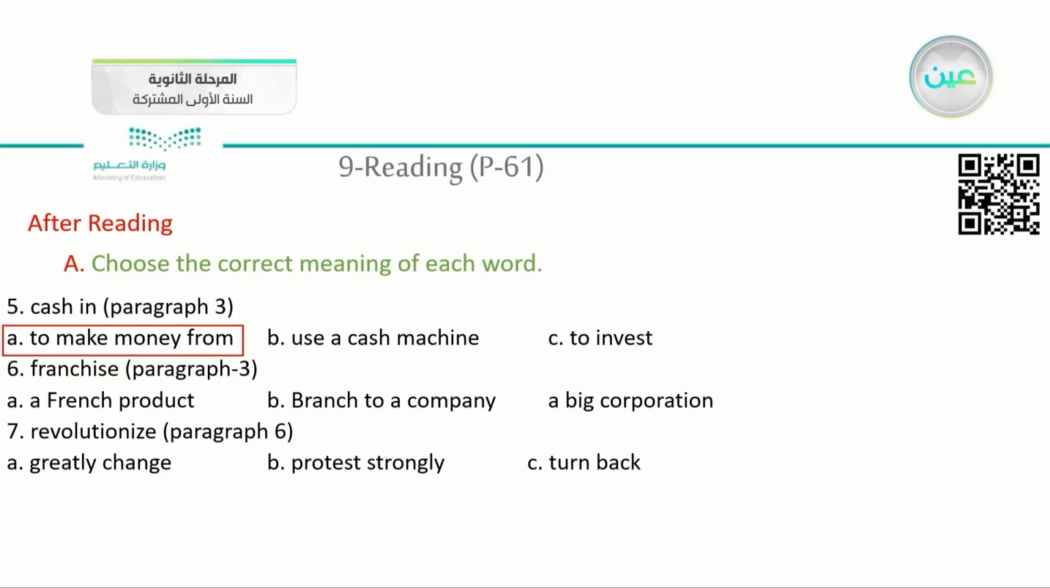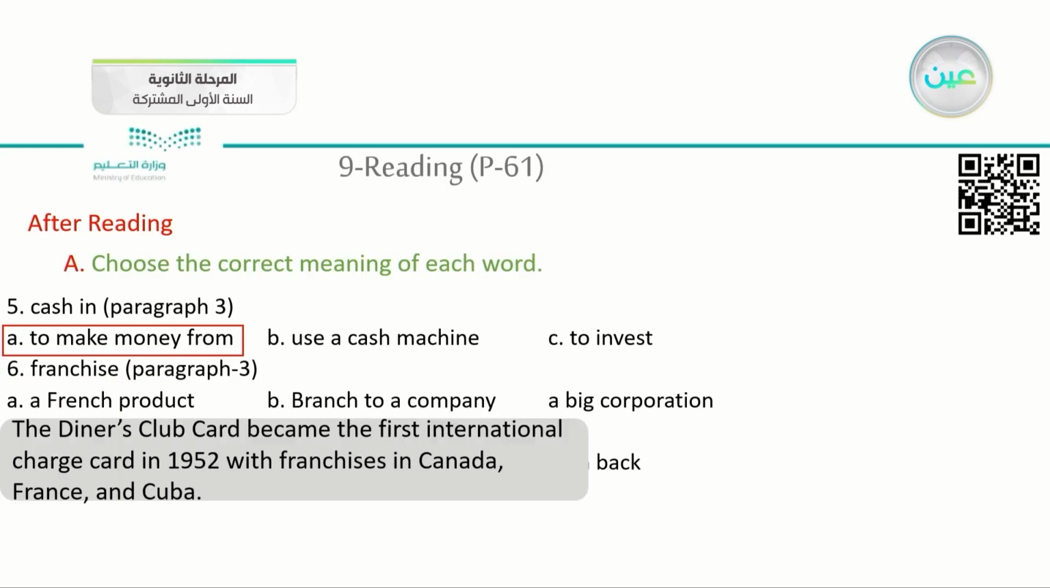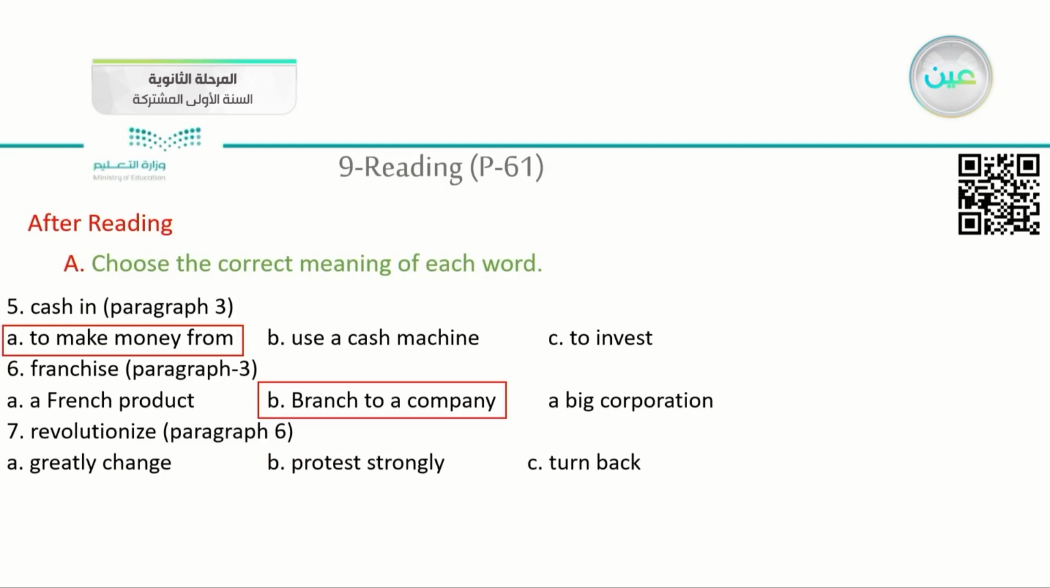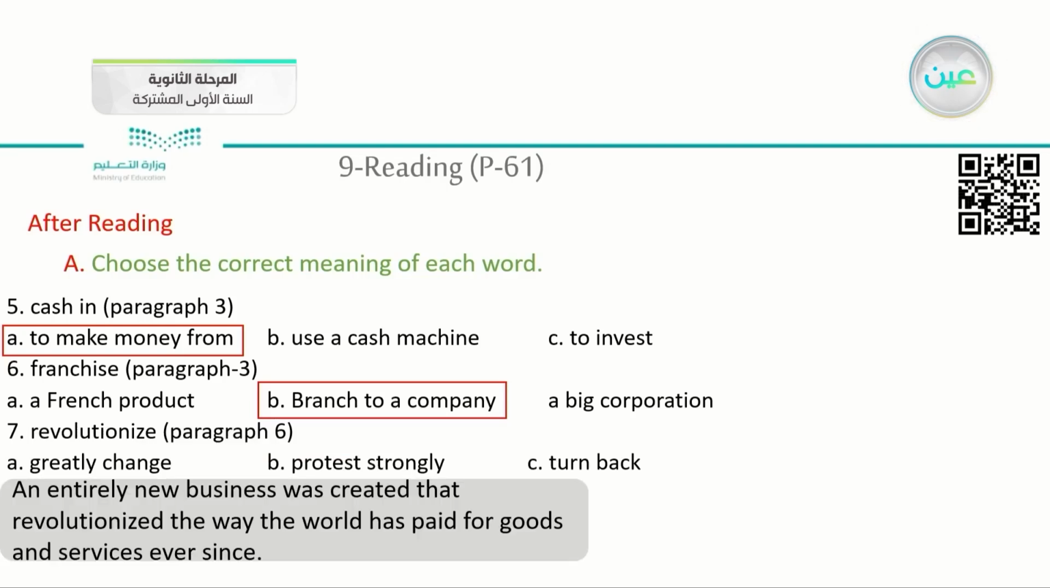Franchise. They have franchises in Cuba, France, and Canada. The Diners Club card became the first international charge card in 1952 with franchises in Canada, France, and Cuba. So, they are branches of a company, not the main branch, branches. Revolutionize. They said an entirely new business was created that revolutionized the way the world has paid for goods. A revolution means to greatly change. We have changed from cash into a totally different thing.